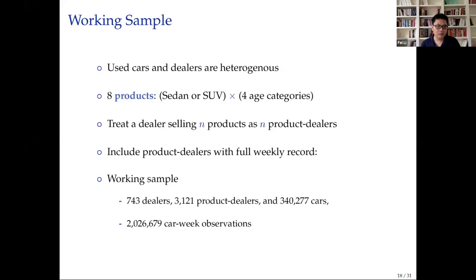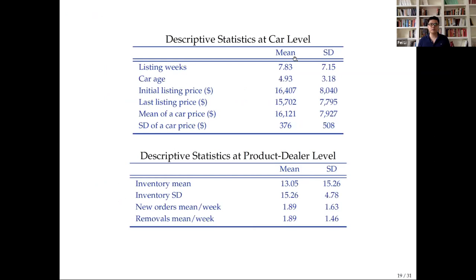Okay, good. We look at a balanced panel, so we only consider dealer-product combinations with positive inventory in each week. Eventually we have a large sample: 700 dealers, a lot of cars, and a lot of weekly observations. Typically it takes some time for a car to be sold, about 8 weeks, and there is some initial price, about $16,000.